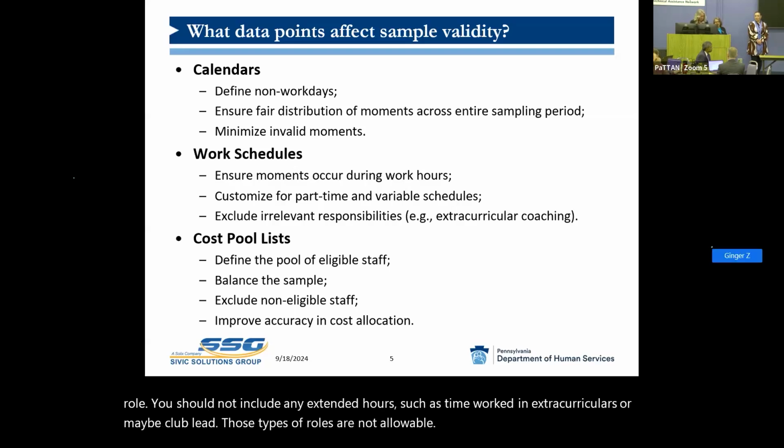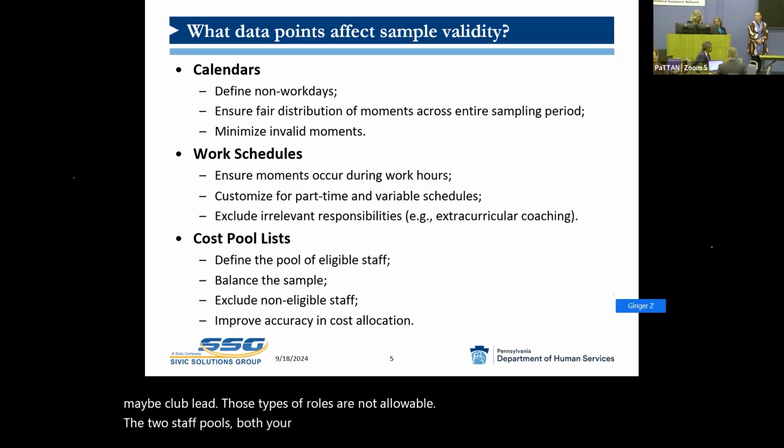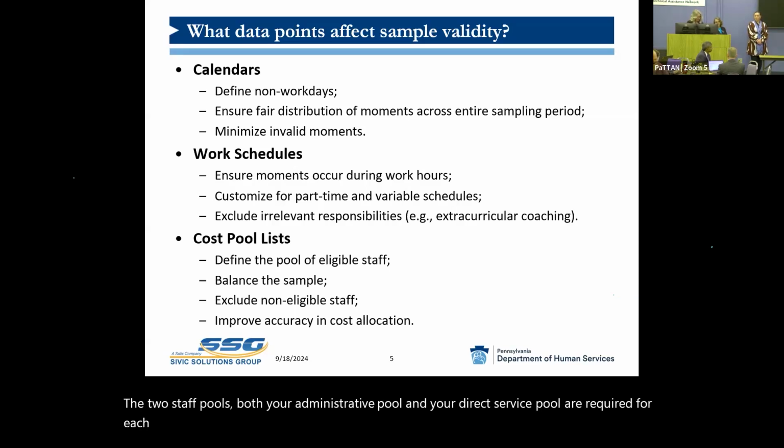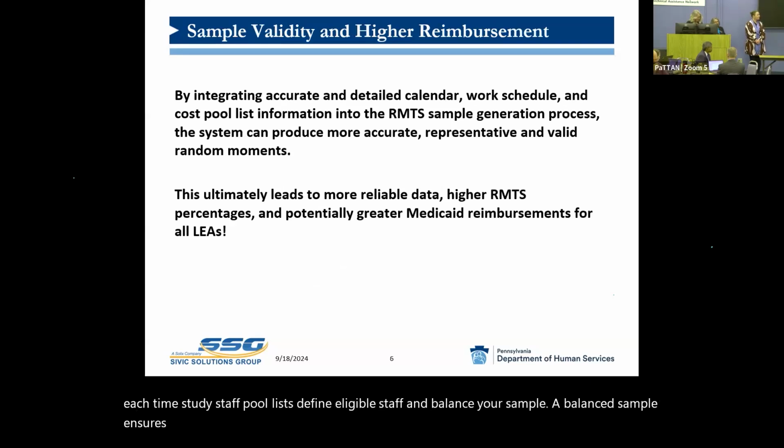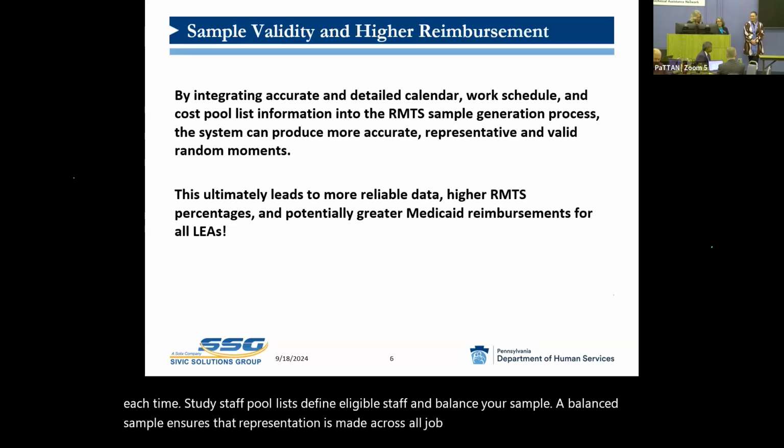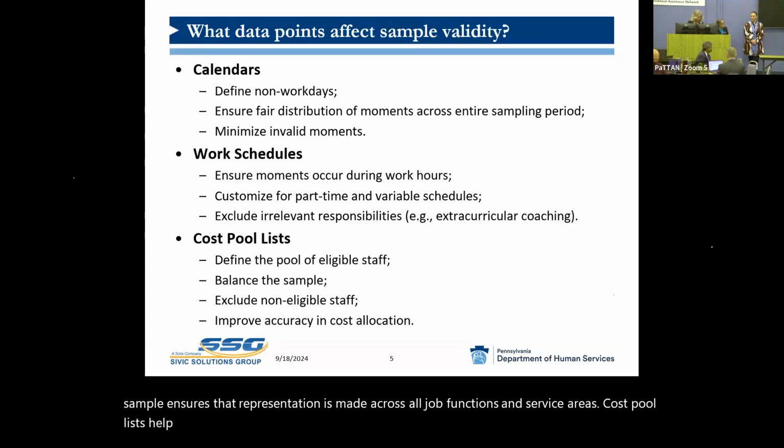The two staff pools, both your administrative pool and your direct service pool, are required for each time study. Staff pool lists define eligible staff and balance your sample. A balanced sample ensures that representation is made across all job functions and service areas. Cost pool lists help identify non-eligible staff as well for exclusion and improve the accuracy of your cost allocation.